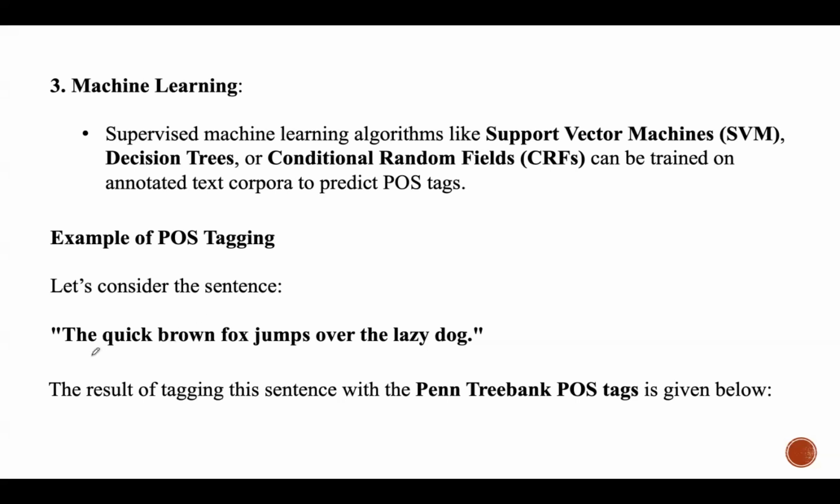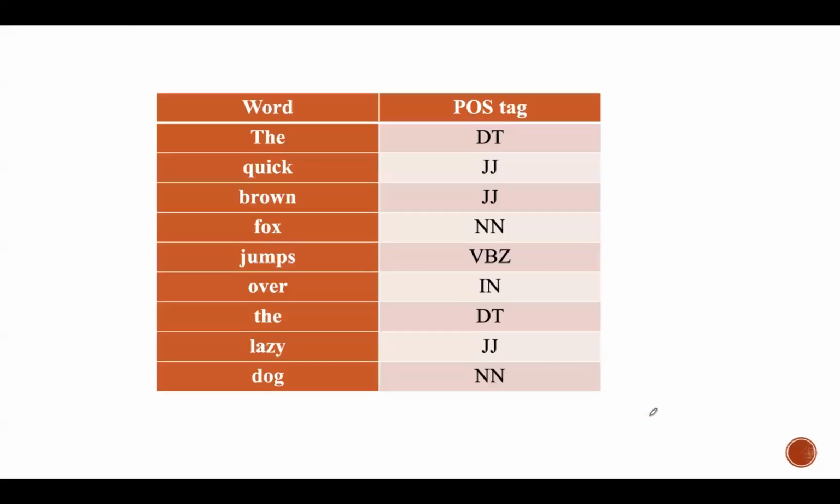Say, for example, the sentence, the quick brown fox jumps over the lazy dog. So, let us try to implement this tagging with the help of Penn Treebank POS tags. So here you can see the words and their corresponding POS tags. So take the word the. The is nothing but a determiner. So the tag assigned to that is DT. And if you take words like quick, brown, lazy, they are nothing but adjectives. So you need to assign the JJ POS tag to those words.